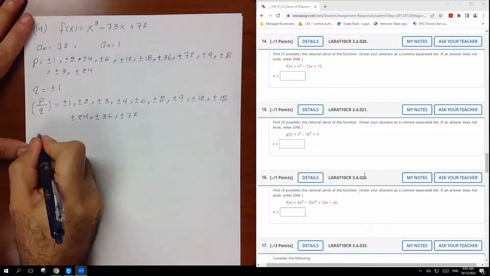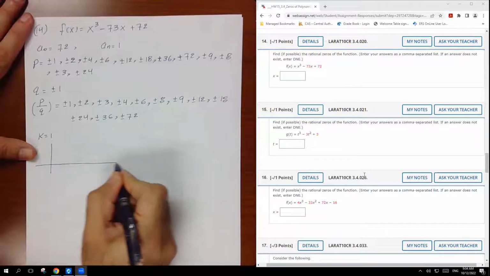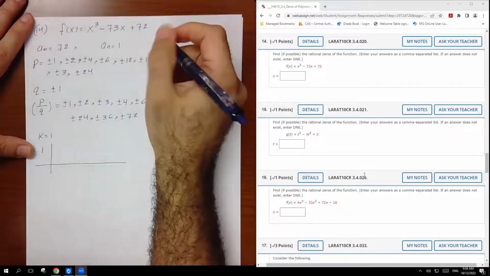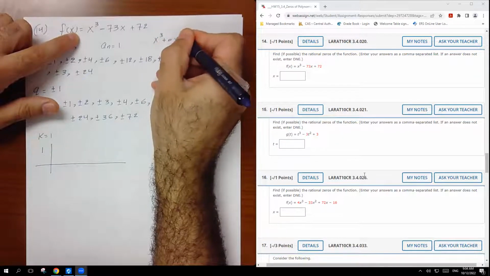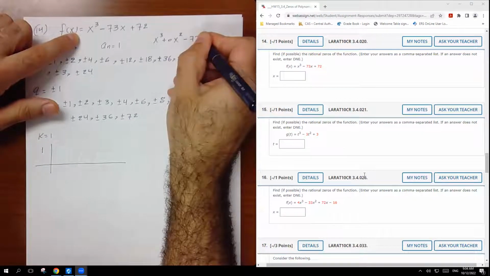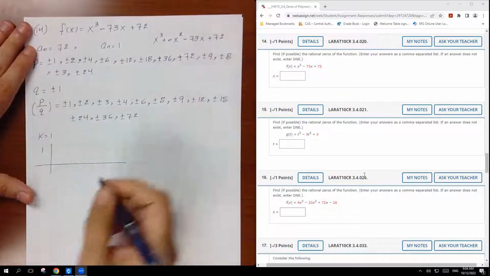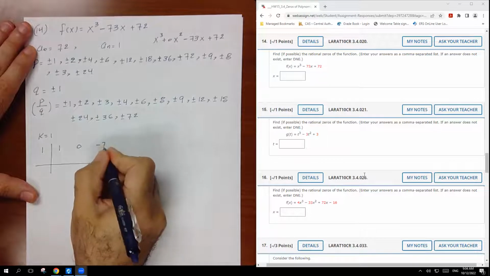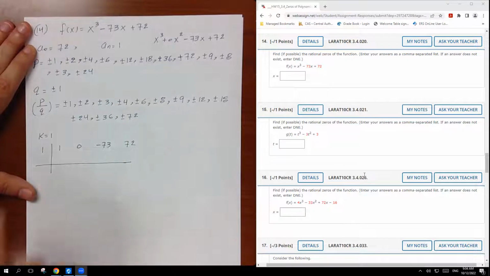So let's start when k equal 1, the first possible zero, and let's check if it works or not. K equal 1. Here is the polynomial. I'm not going to forget, it's x cubed plus 0x squared minus 73x plus 72. If you forgot, this 0 is going to be wrong. Because here, 1, 0, negative 73, and 72. How I'm going to find this is the right 0, the remainder is supposed to be 0.